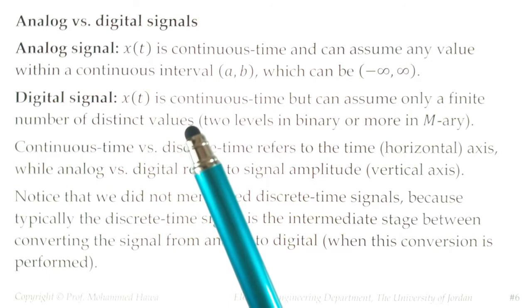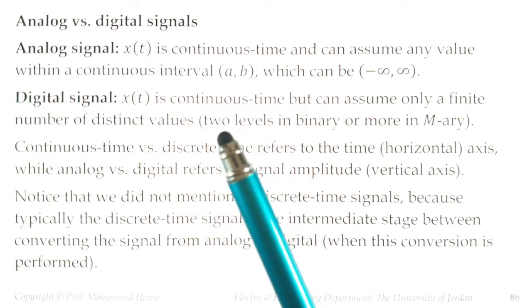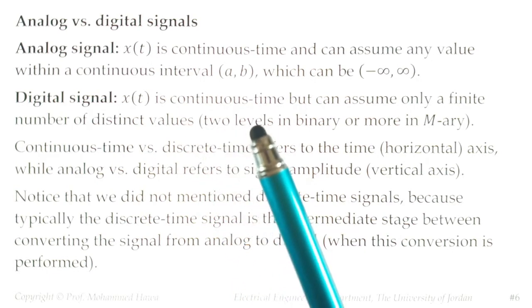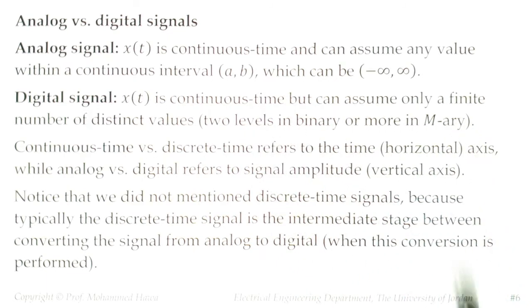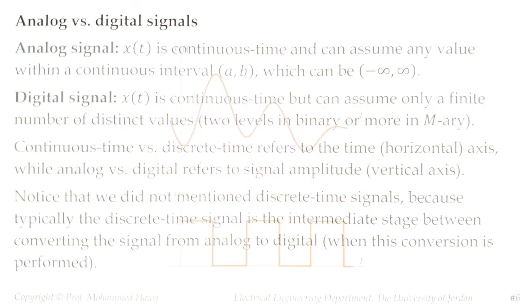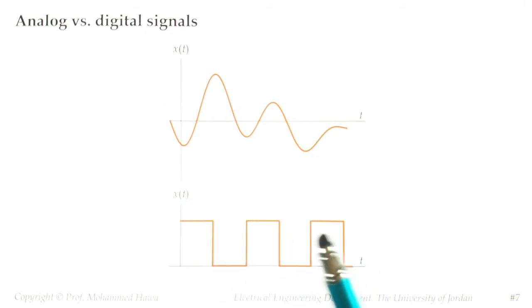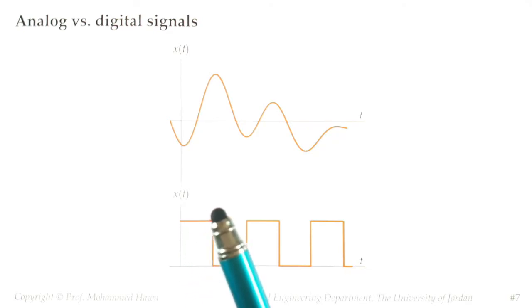If you are talking about a binary system, then you are limited to only 2 possible levels. Sometimes in M-ary systems, we could go to a higher number of levels. Say M equals 4, I'm allowed 4 levels. Or M equals 8, I'm allowed 8 levels. See here, this is a digital signal. Notice that in terms of voltage, or in terms of x of t values, I only limited myself to this value and this value. Maybe 5 volt and 0 volt.